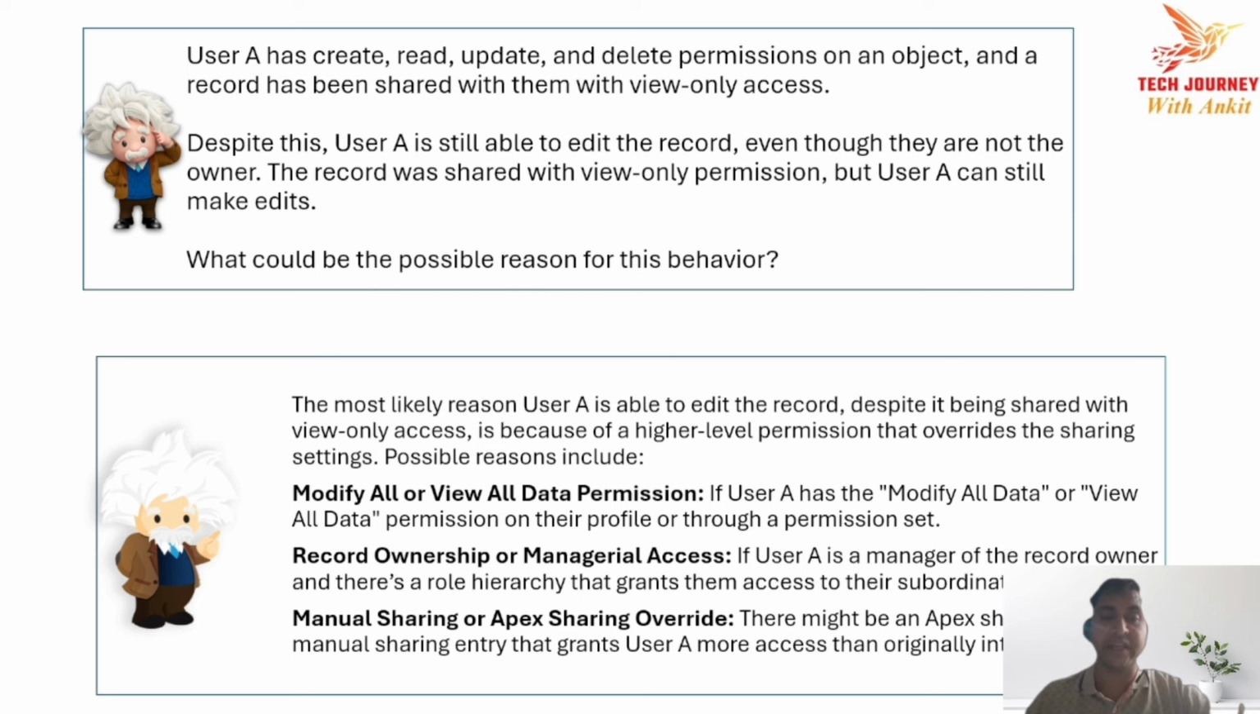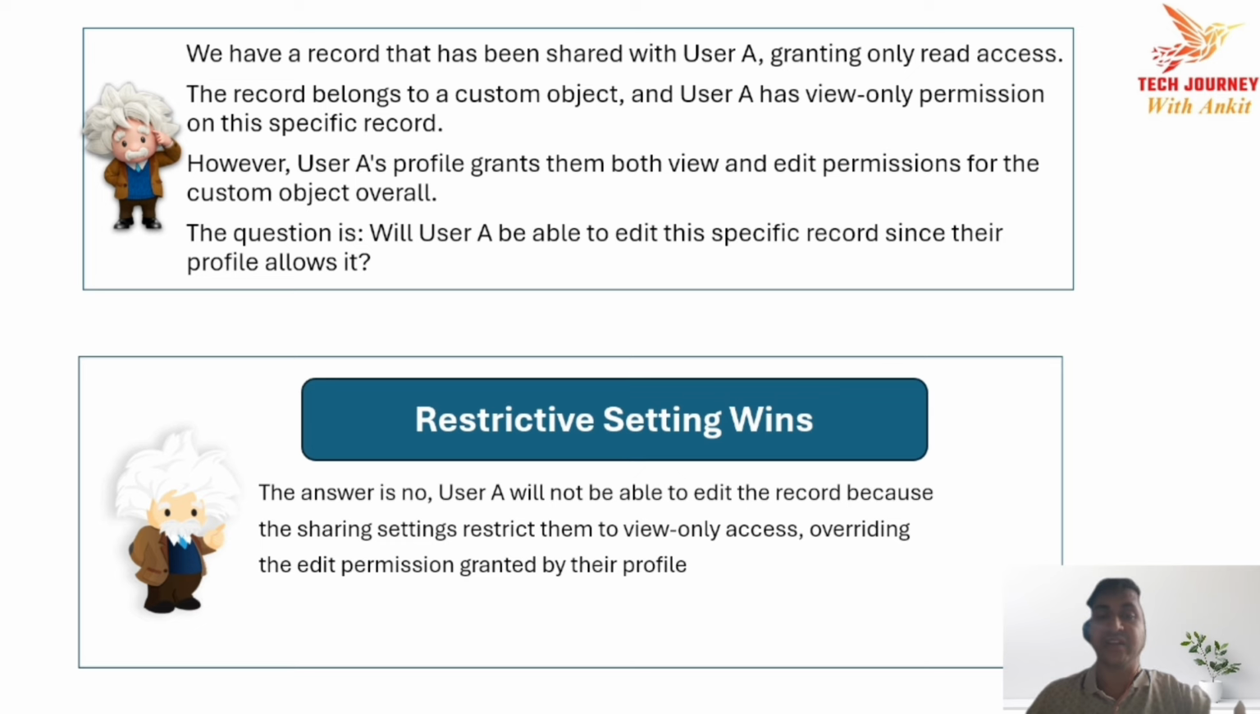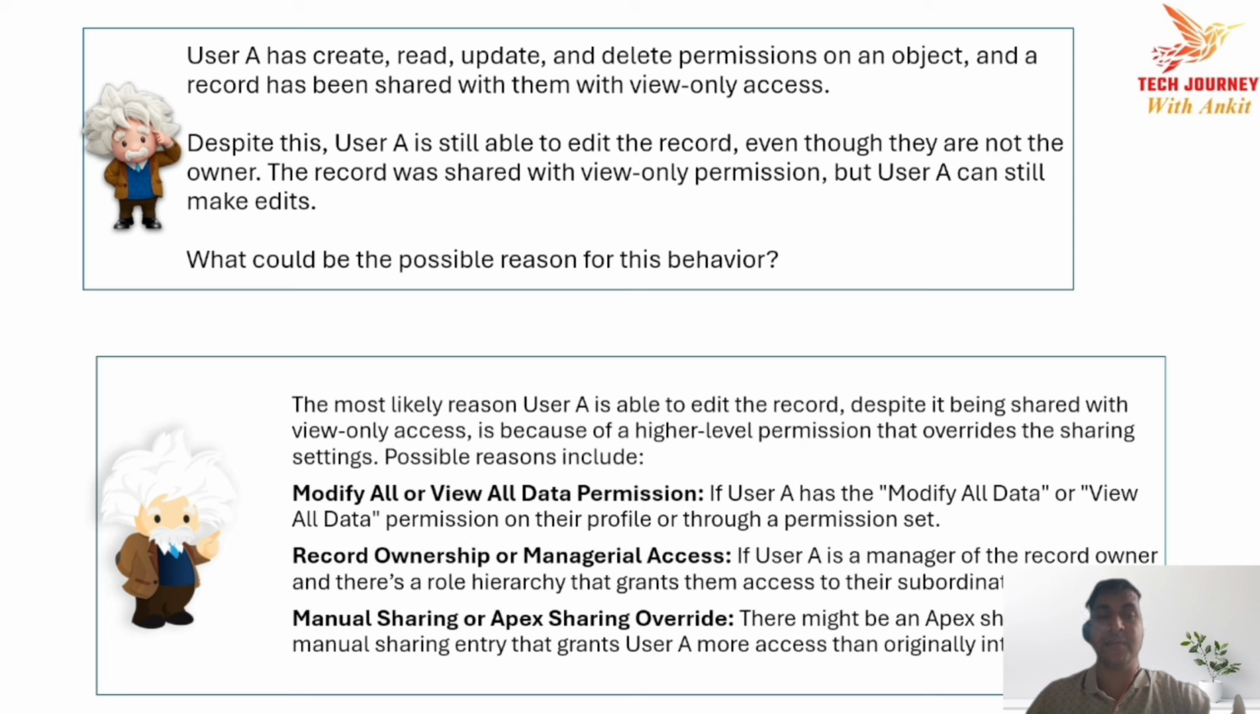Another possibility here is the manual sharing or the Apex sharing override, right? User A can access the record and perform the edit operation as well. Apex sharing is again one of the exceptions which can cause the records to be edited. So you have to remember all these three different reasons, due to which the restrictive settings rule can be conflicted. The three possibilities here are modify all or view all data permission, record ownership or managerial access, and the third one is manual sharing or Apex sharing override.